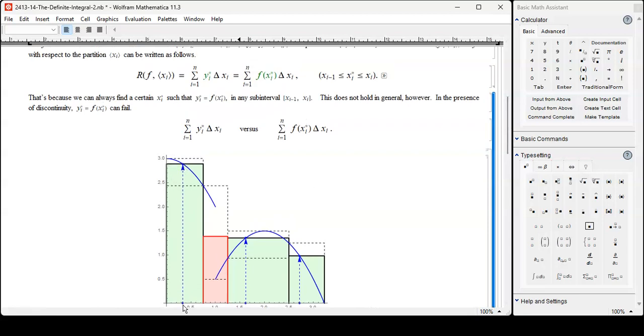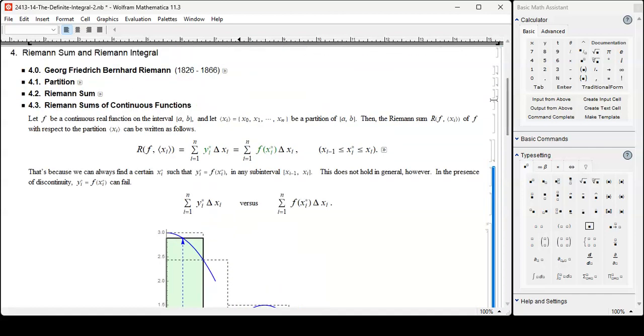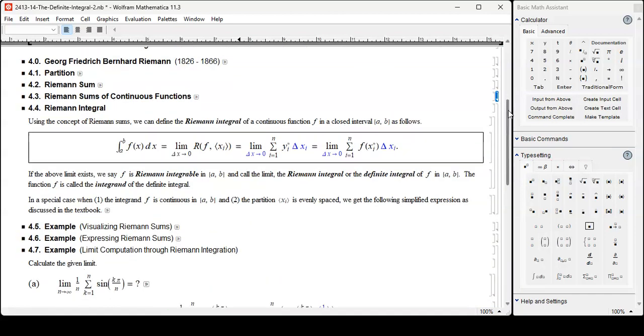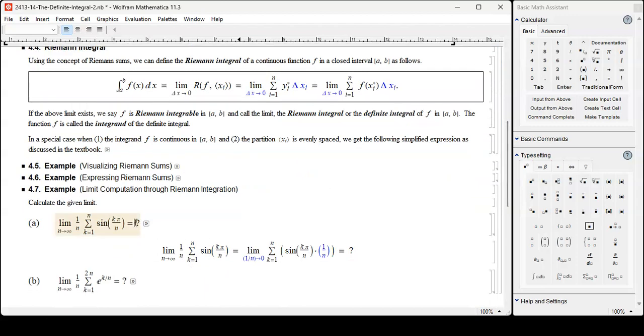Whatever y value we can associate with a certain function value, like this, like that, like this. Here's another candidate, but I can select any one of them. If you have discontinuity, not in general, but we don't have to worry about the discontinuity in this particular case because we have a sine function, no problem there. Exponential function, again, no problem. So we can always rewrite into f of xi star, or in this case, xk star.